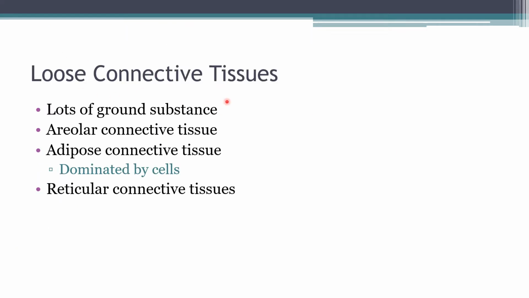So the first are the loose connective tissues. Loose connective tissues are dominated by ground substance or fibers. And there are three types: areolar connective tissue, adipose connective tissue, and reticular connective tissue. Adipose is going to be the exception to the connective tissue rule, where adipose is dominated by cells, but this will really be the only one that's like that.